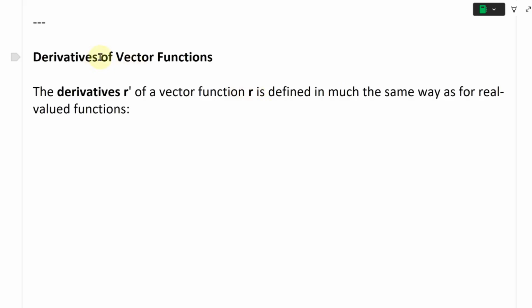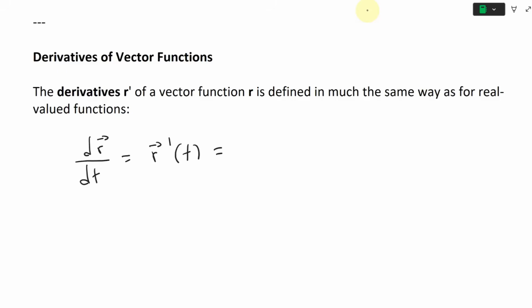All right, derivatives of vector functions. The derivative, r prime, of a vector function r, in bold for vector, is defined in much the same way as for real valued functions. So here's the definition: d over dt of the vector r prime, r with a vector on top, equals, well, you could write it as r vector prime of t.